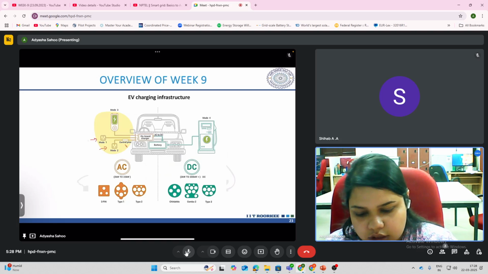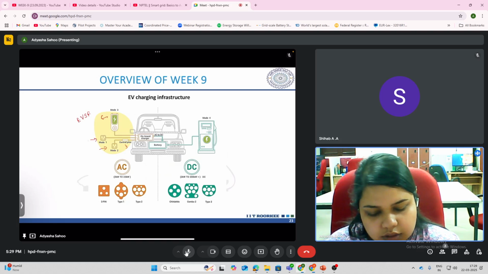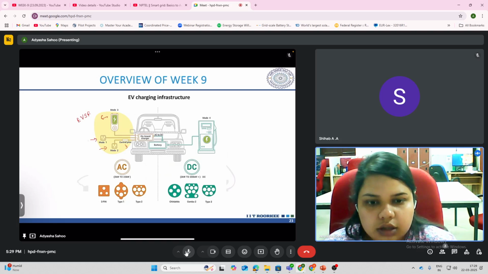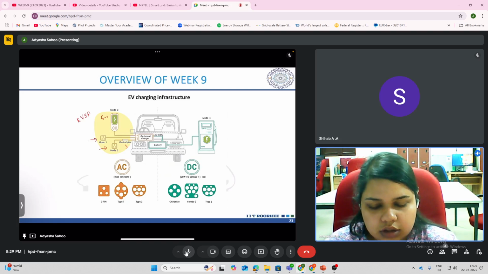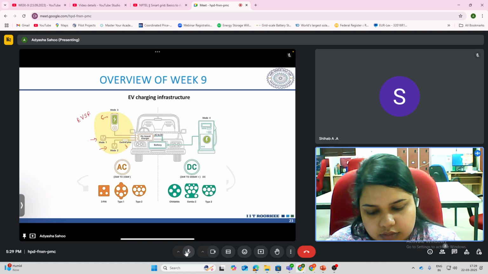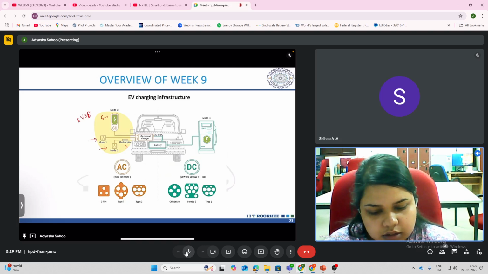In mode three, you have this EV charging supply equipment. So here what you can do is use this to charge or discharge not only from the power socket that is available, but also maybe from other EVs or other devices. It is expensive equipment. And in mode four, basically you are charging from the EV charging station.